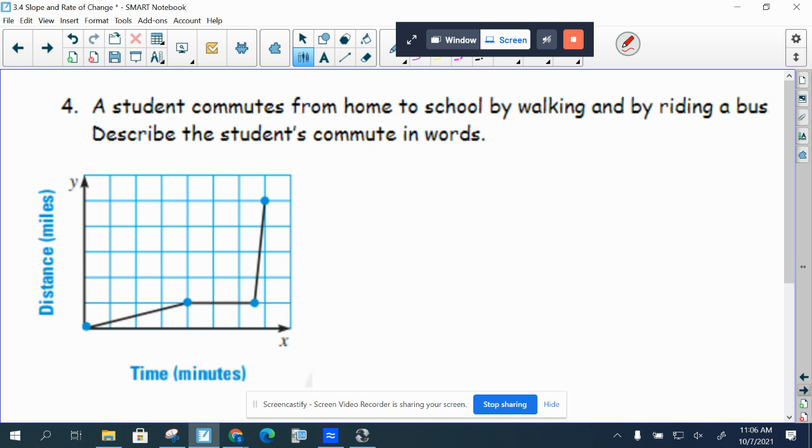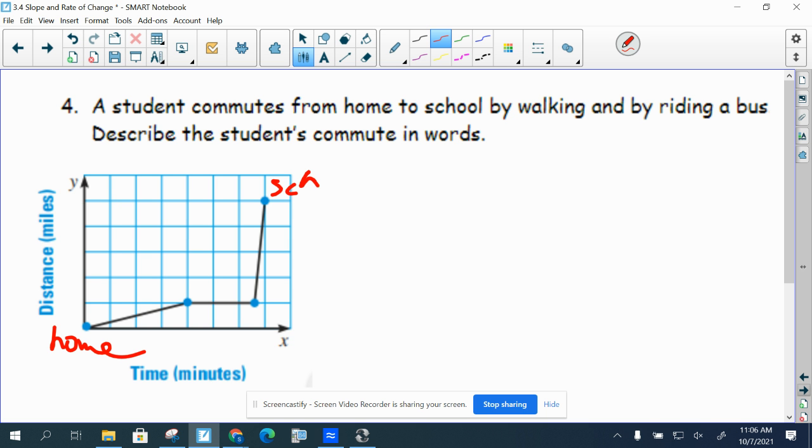Okay, let's do another one. It says the student commutes from home to school by walking and by riding the bus. Describe the student's commute in words. All right, so what's happening here, here's the time, and here's the distance they're walking from home. Student commutes from home to school. So here's home, here's school.